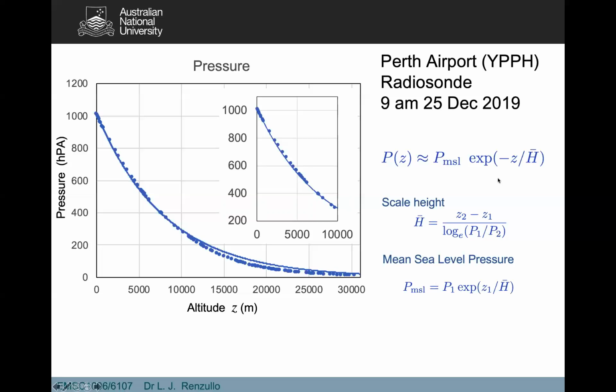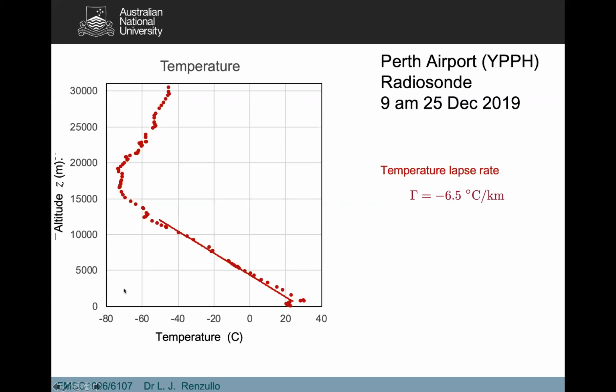Temperature, as we expect, will decrease with altitude for the troposphere. So here we have temperature on the x-axis and altitude on the y-axis. And we can see generally up until about the 15 kilometre mark, you're getting a general decrease in temperature from the Earth's surface right up to about 15 kilometres. Then there's the tropopause, and then you start getting to the stratosphere and there's an increase in temperature.